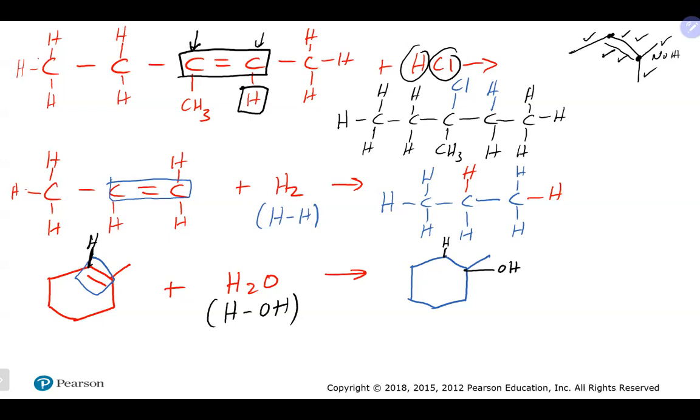So once again, we make cyclohexanol there, which is an alcohol. We make an alkane in the second one, and a haloalkane in the last one.